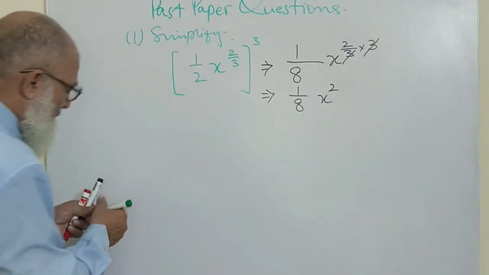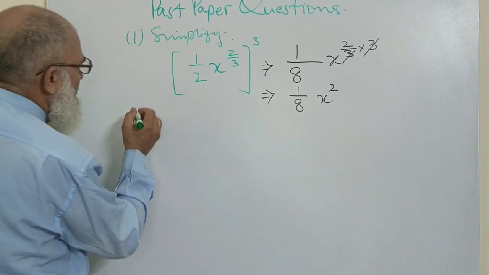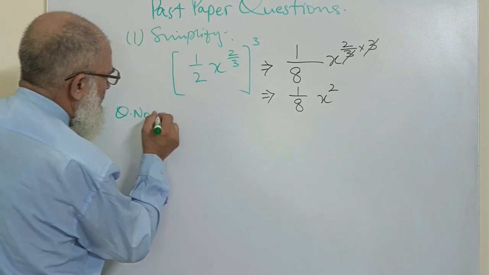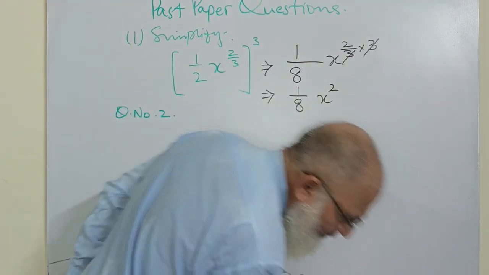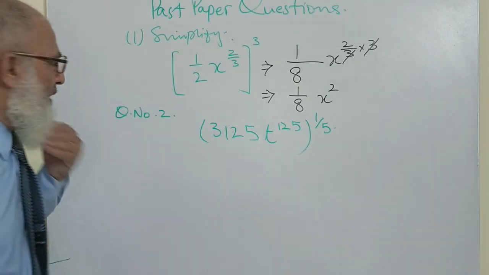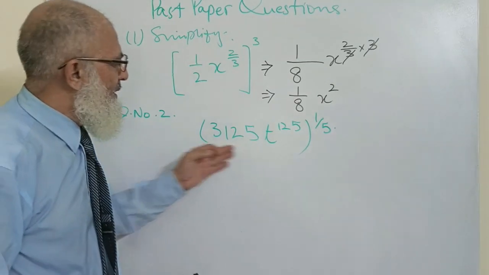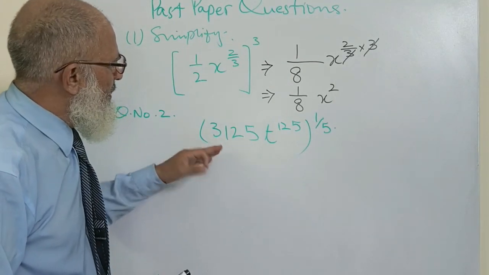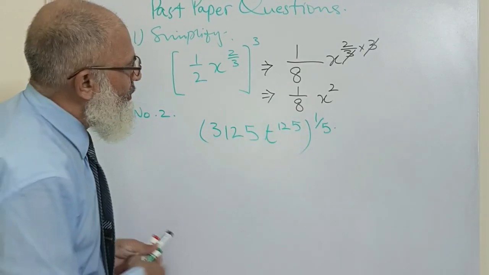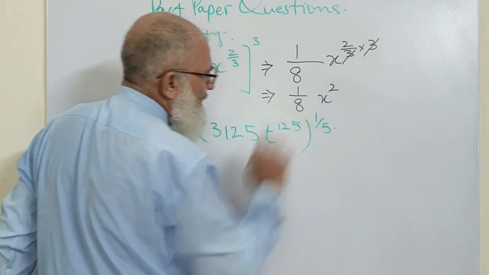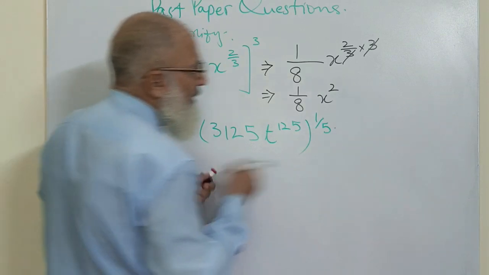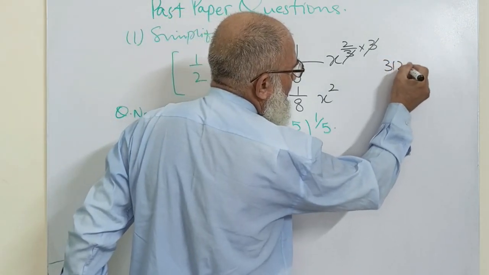Question number 2. There was only one part in question number 1. Question number 2 says: simplify. Now we have to simplify things. So dear students, you see that this long figure is given to you, 3125 T125 divided by. Now this is very easy, but we have to factorize 3125.